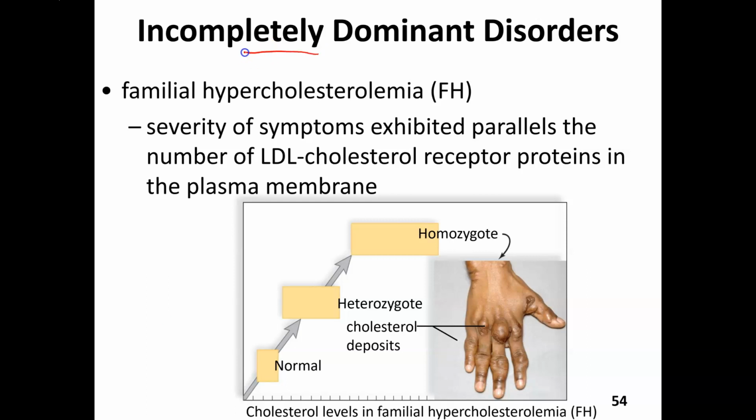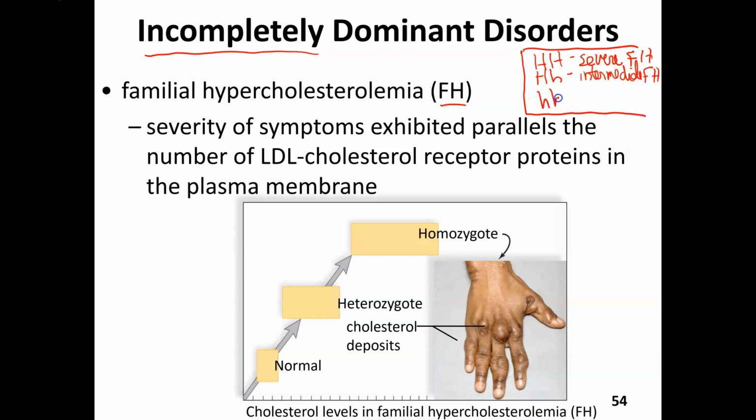But it shows incomplete dominance, which means you can have the disease but have a less intense form of it. So I'm going to use H's for the disease, okay? So HH, severe, and I'm just going to use FH, okay, familial hypercholesterolemia. You can have big H, little h, and then you have intermediate FH.